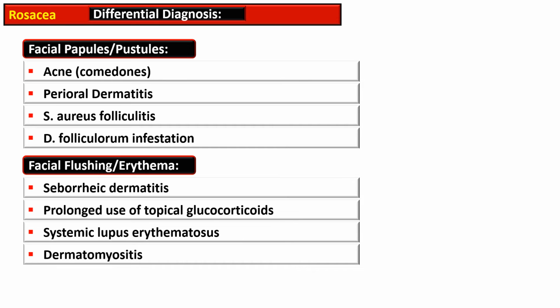This rosacea should be differentiated from other conditions that result in facial flushing and erythema, such as seborrheic dermatitis, prolonged use of topical glucocorticoids, systemic lupus erythematosus, and dermatomyositis. In seborrheic eczema or seborrheic dermatitis, there are no pustule and eczematous changes are present, while SLE shows light sensitivity. Erythema and scarring are there, but no pustule formation is seen in systemic lupus erythematosus. Dermatomyositis is associated with periorbital and upper eyelid swelling and erythema.